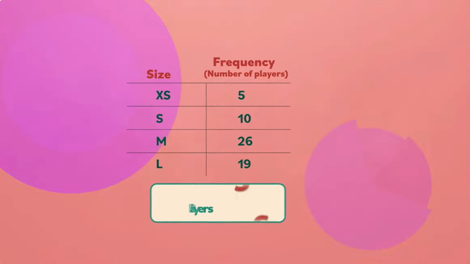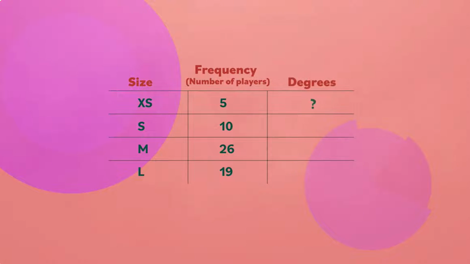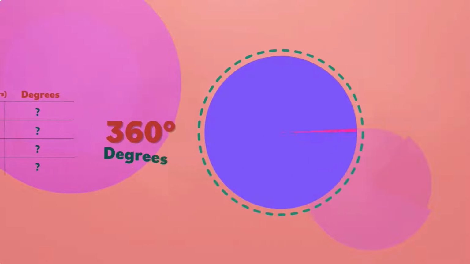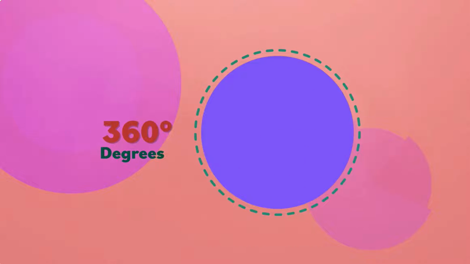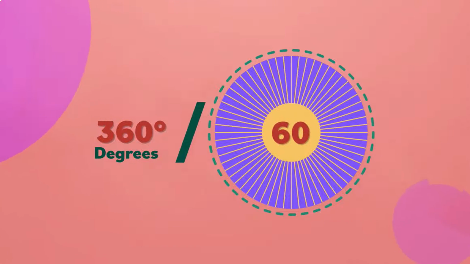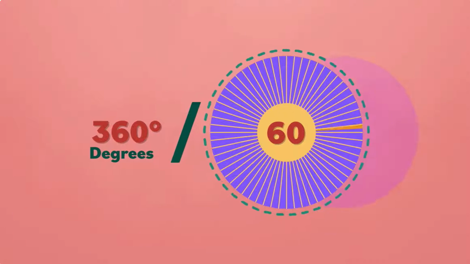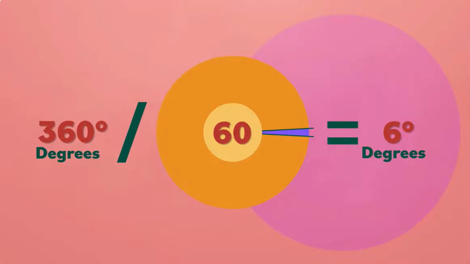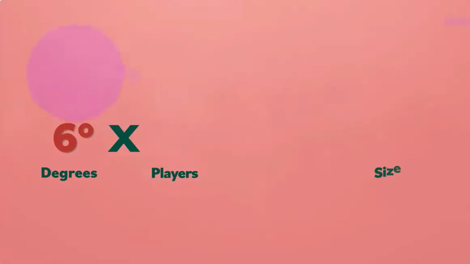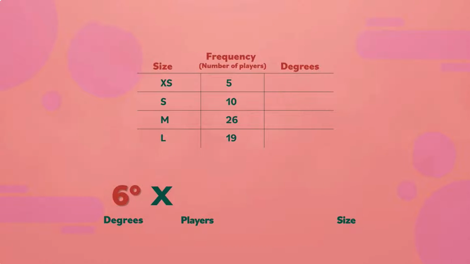She now needs to figure out how many degrees each size will make up in the circle of the pie chart. We know that a circle has 360 degrees. If 360 is divided by the total number of players, this tells us that one athlete equals 6 degrees. If we multiply 6 degrees by the number of players wearing each size, this tells us how big each section of the pie chart should be.